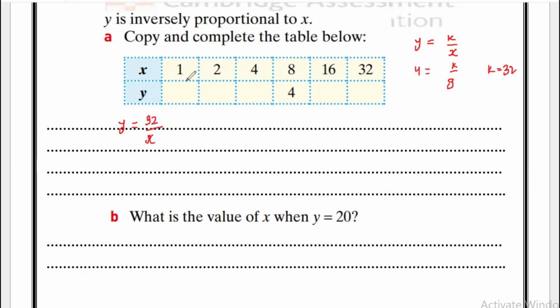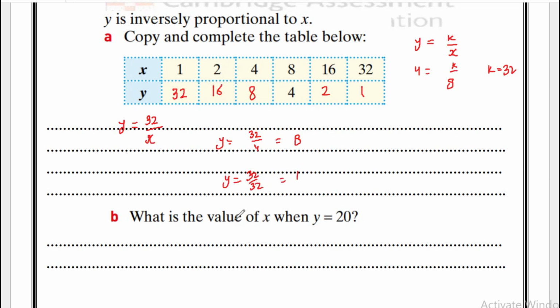So when x is 1, we will get 32. And when x is 2, we will get 16. When x is 4, y is equal to 32 over 4, which gives us 8. And when x is 8, of course it is 4. And when x is 16, 16 2s are 32, so 2. And when x is 32, 32 divided by 32 gives us 1. So here our answer is 1.